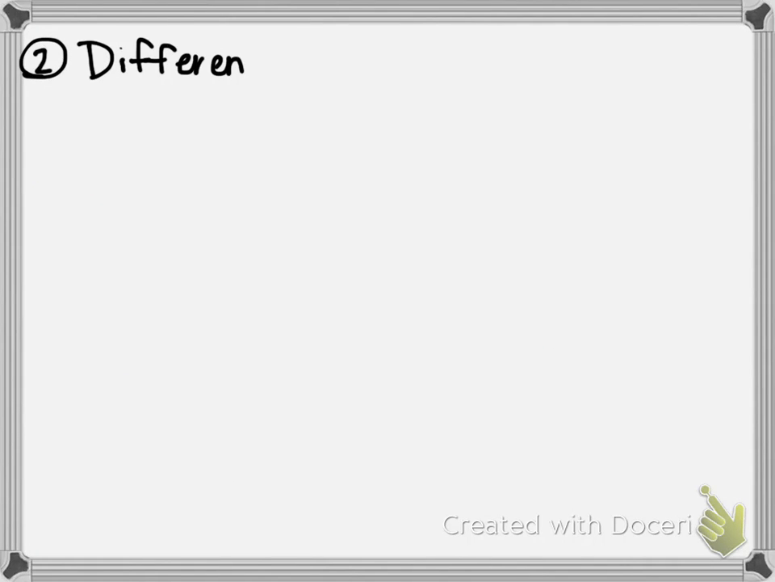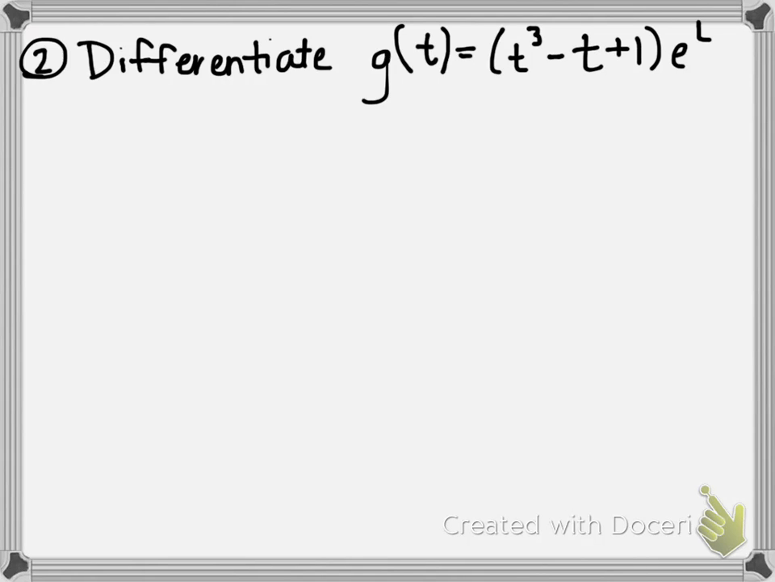I want to differentiate g of t equal to (t cubed minus t plus 1) times e to the t. So again, this is a product. We're multiplying 2 functions. Our first function is t cubed minus t plus 1, and our second function is e to the t. Okay, so if we want to take the derivative, we're looking for g prime of t.